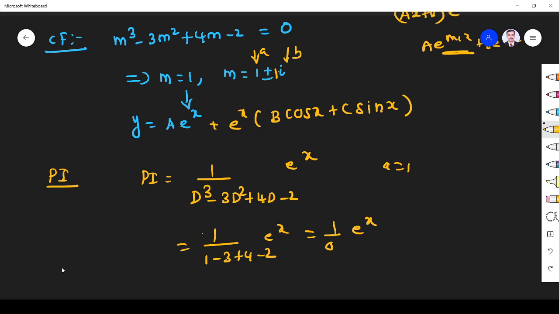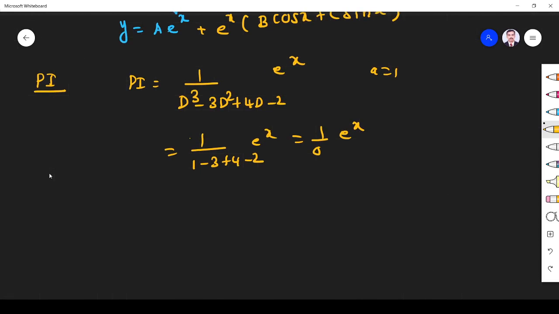If we get the denominator as 0, what do we have to do? We have to multiply by x and differentiate the denominator. That is, x into 1 by phi dash of D, e power x. So phi dash of D, differentiating the denominator: D cube gives 3D squared, minus 3D squared gives 6D, 4D gives 4, into e power x.